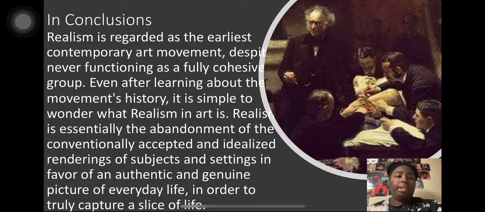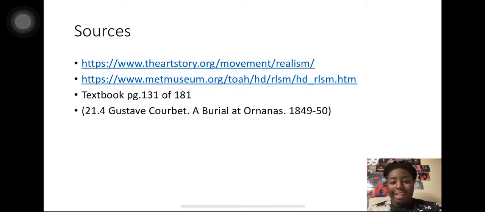In conclusion, realism is regarded as the earliest contemporary art movement, despite never functioning as a fully cohesive group. Even after learning about the movement's history, it's simple to wonder what realism art is. Realism is essentially the rejection of the conventionally accepted and idealized rendering of subjects, in favor of an authentic and genuine picture of everyday life, in order to truly capture a slice of life. And that concludes my presentation.